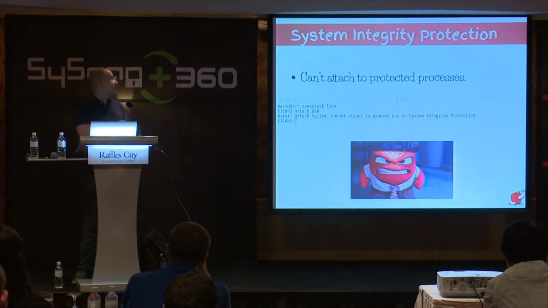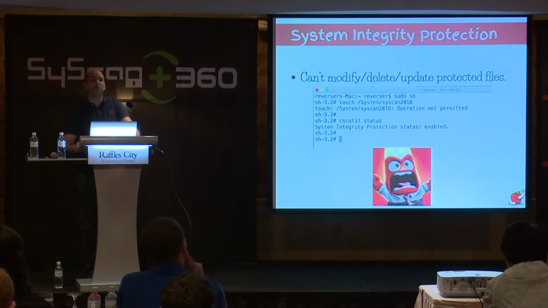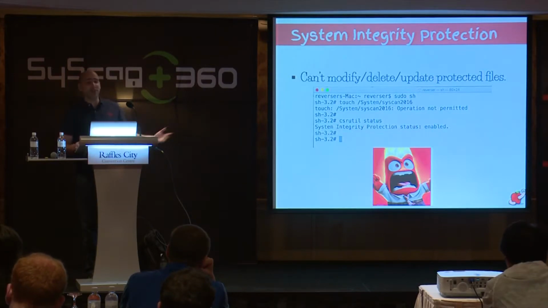You can't attach to these same protected processes. I can't remember which process this one is, but it's a system protected process. And you get the same message, cannot attach, starting to get really annoyed. And then you want to modify the file system, you want to add files, delete, update, and you cannot do anything because SIP will tell you, you are not allowed to do this. You can see the status here, it's enabled, so you cannot do anything on your file system. And this is when you get really annoyed.